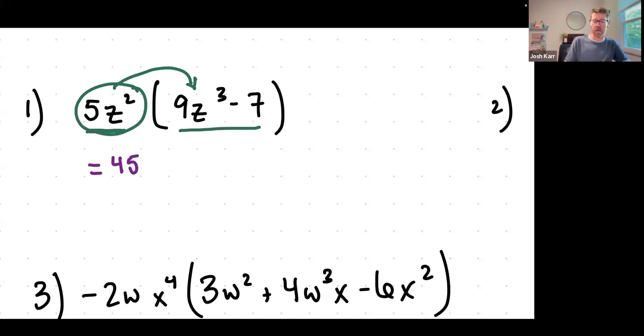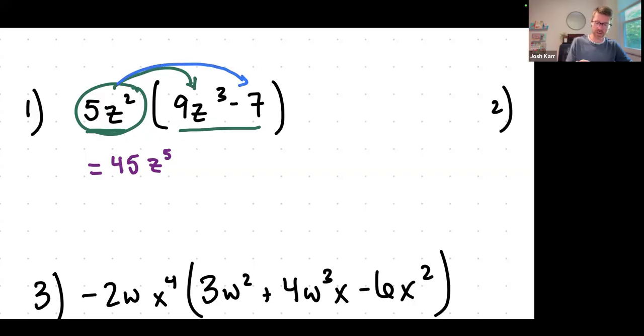So we get 45. And then we've got z squared times z to the third. It's a product. So our product property for our exponents means we get to add. So we're going to get z to the 5th. Okay. So that's distributed the first term. Should have used the green still, but that's all right.